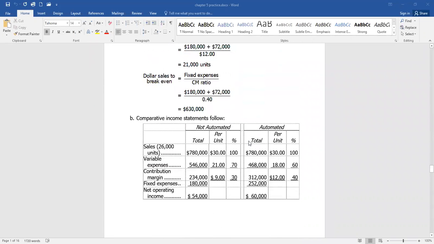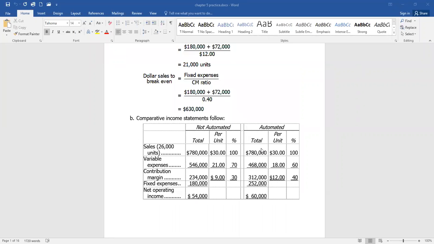In part B, assume that the company expects to sell 26,000 units next month. Prepare 2 contribution format income statements, one assuming that operations are not automated and one assuming that they are. So if they are not automated, 26,000 times $30 would be your sales. Variable expenses would be 26,000 times $21 or $546,000. Your contribution margin would then be at 234,000. Fixed cost 180,000. Net operating income is 54,000.